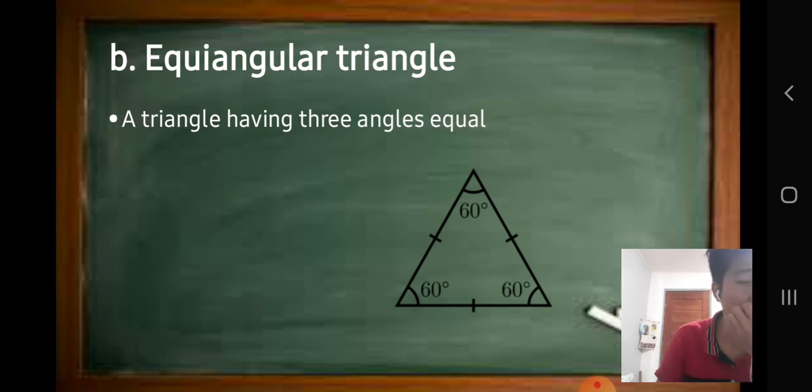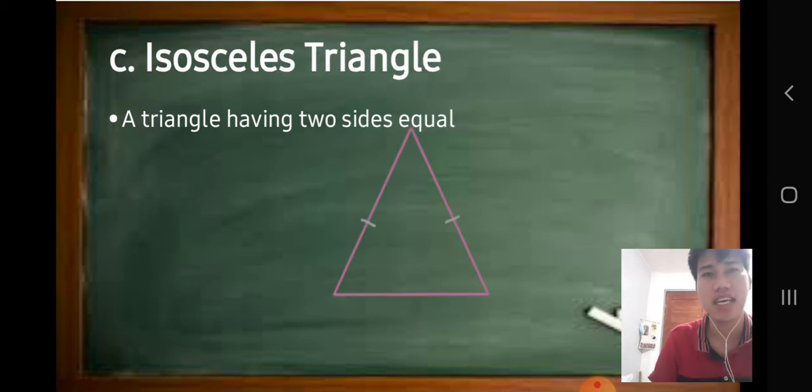Next is equiangular triangle. Equiangular triangle means a triangle having 3 angles equal. So if the angles are equal to each other, that is an equiangular triangle. Next is isosceles triangle. An isosceles triangle is a triangle having 2 sides equal. We should always remember that an isosceles triangle has 2 sides equal.